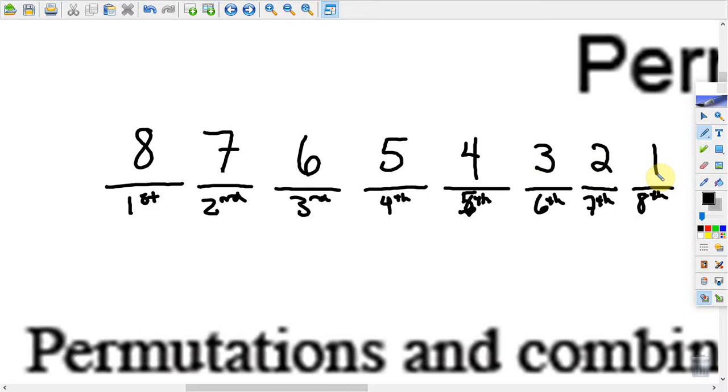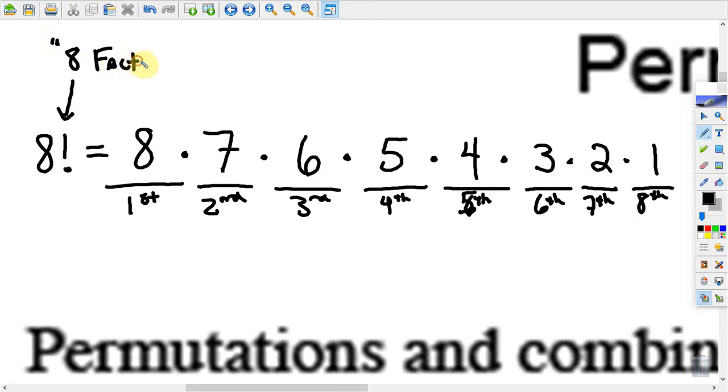So to find all the different possibilities, we multiply these numbers. And when we multiply a series of numbers like that, that's decreasing by 1, we call that a factorial. So this is 8 factorial. Or if you want to be fun about it, you can just call it 8. It's got the exclamation point, you see. So 8 factorial is 8 times 7 times 6 times 5 times 4 times 3 times 2 times 1.